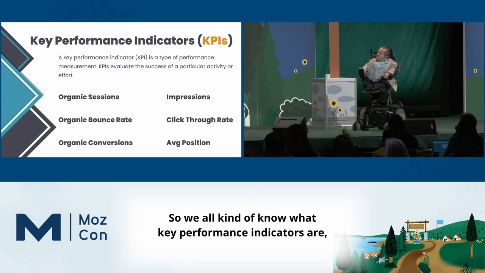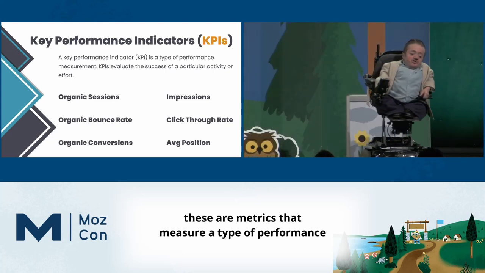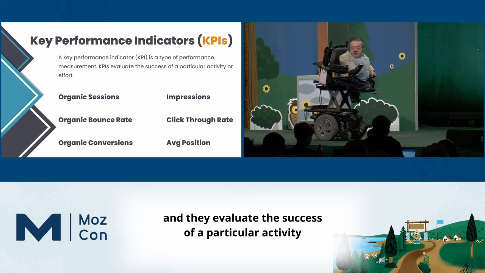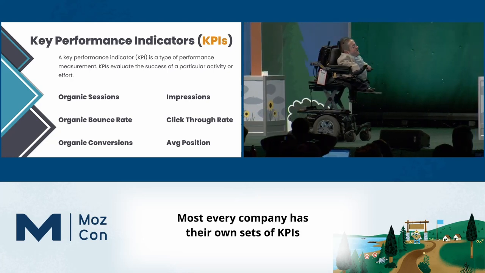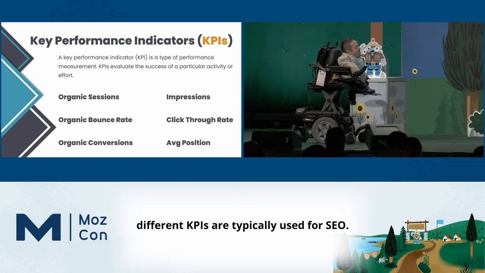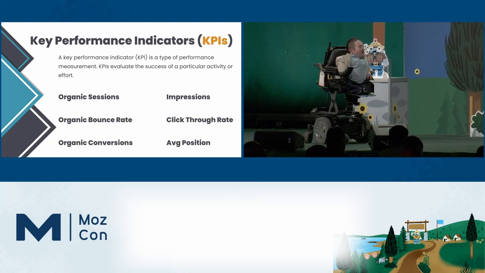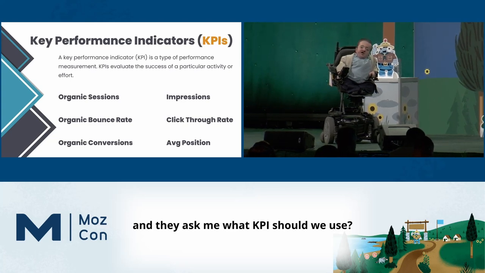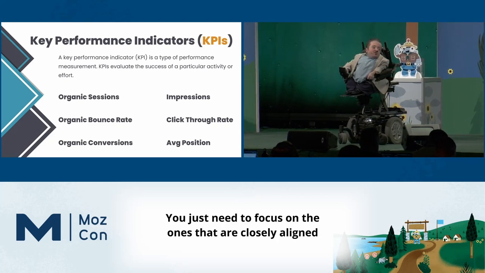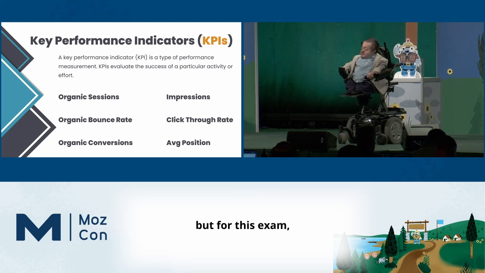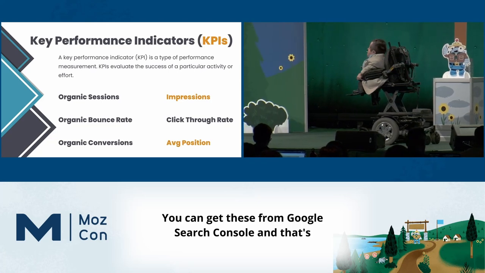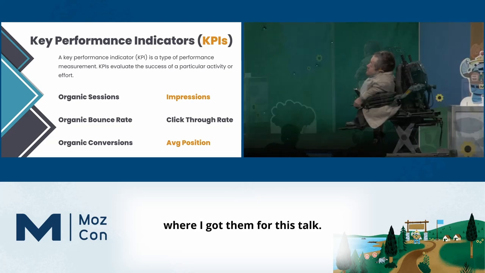So we all kind of know what key performance indicators are. These are metrics that measure a type of performance, and they evaluate the success of a particular activity or effort. Most every company has their own sets of KPIs that they like to use. These are just some examples of different KPIs that are typically used for SEO. I get clients all the time that are new to SEO, and they ask me, what KPI should we use? And I'm like, whatever makes sense for your business, right? You just need to focus on the ones that are closely aligned with the business objectives. But for this presentation, we're mostly going to talk about impressions and average positions. You can get these from Google Search Console, and that's where I got them for this talk.